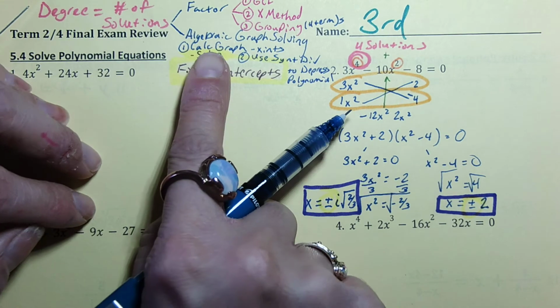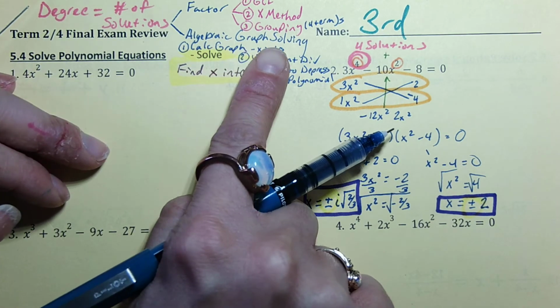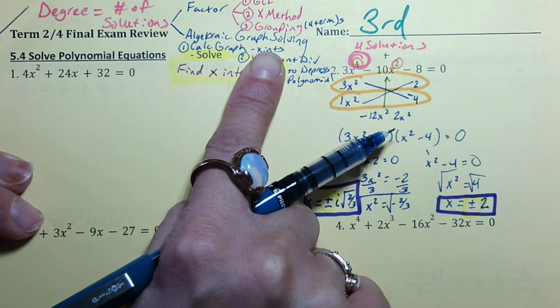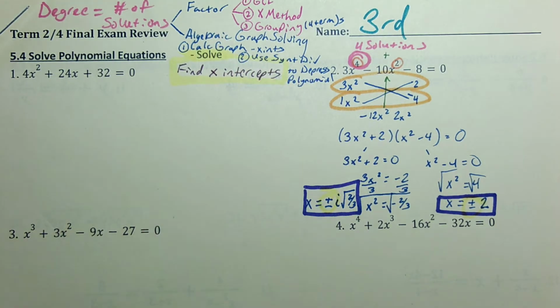So look at the calculator graph to find any x-intercepts that you can, and then we use synthetic division to depress the polynomial. So what we're doing is we're using a known factor to break it down into smaller factors, or ideally to a quadratic.